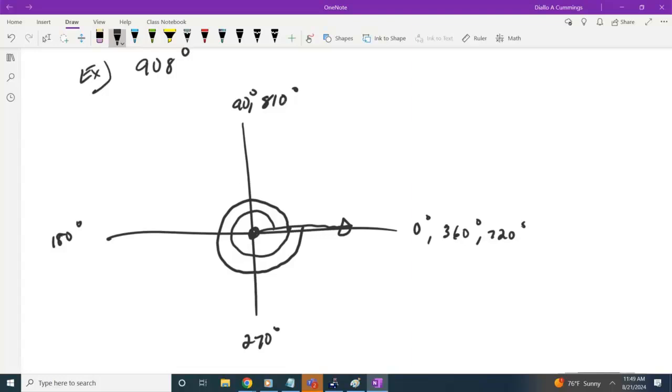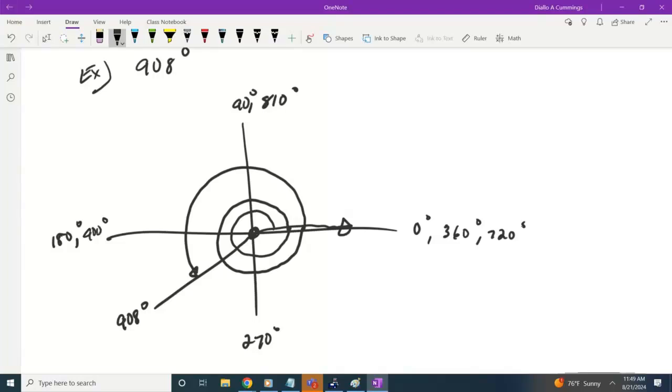So if I rotate it, is everybody okay with that? A 908 degree angle is in the fourth quadrant. In the third quadrant.